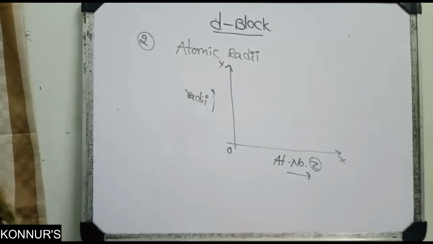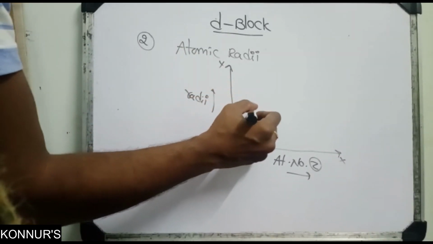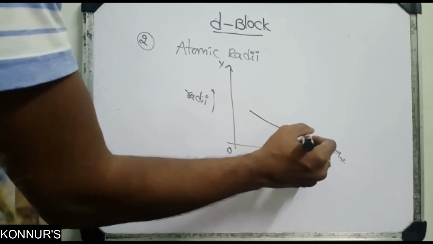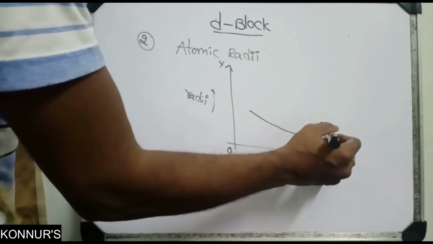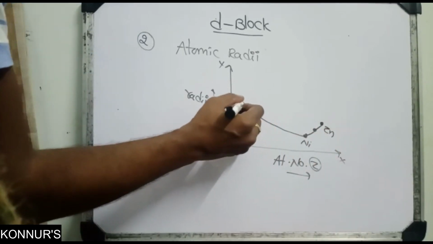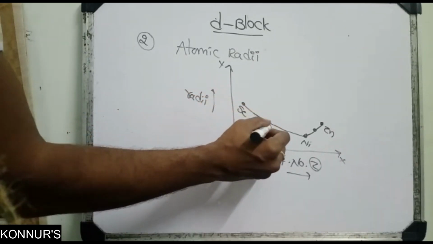So atomic radii in the 3D series: up to nickel, it decreases. Copper and zinc increases. So that is scandium to zinc, this is the 3D series.